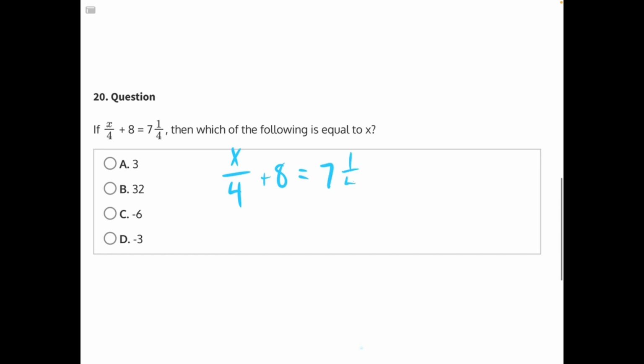Let's start by changing this mixed fraction into an improper fraction, so it's a bit easier to work with. We'll go around the clock. 4 times 7 will give us 28, plus 1 will give us 29 over 4, which is the improper form of this fraction. So we have x divided by 4 plus 8 equals 29 over 4.